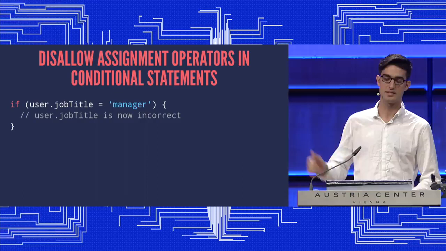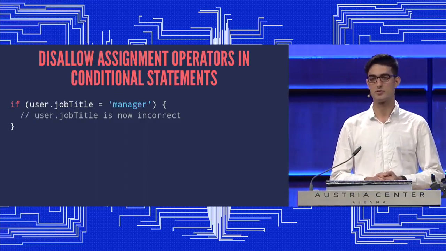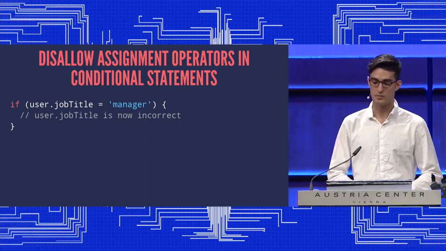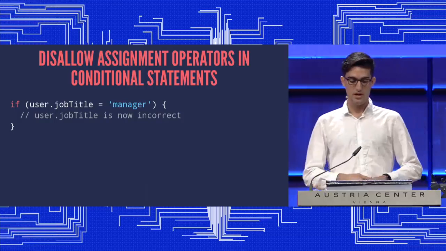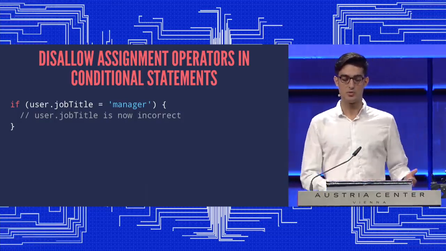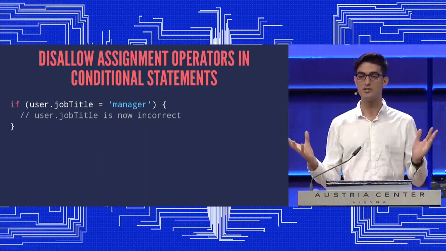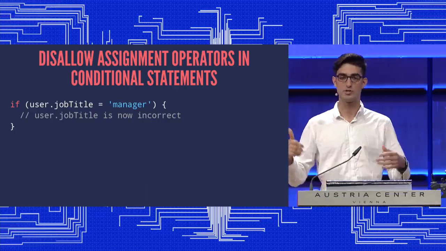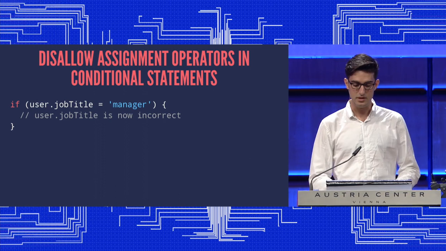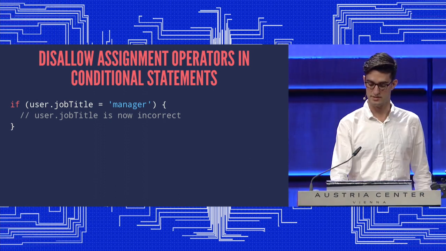In conditional statements, it's easy to mistype a comparison operator, such as double equals or triple equals, and to accidentally use an assignment operator, which is the single equals that you see here. What it's going to do is assign the string manager to the property job title. And so then the entire expression will turn into the string manager, which is going to be evaluated as truthy. So this if statement will always run. This is hard for a human to spot, but it's trivially easy for a linter to detect.